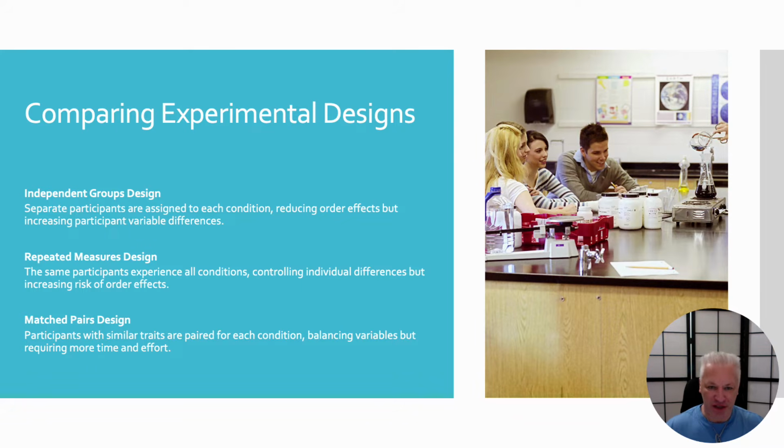Another limitation is that matching can never be exact, so some individual differences may still affect the results. So just to conclude, each experimental design has strengths and weaknesses. Independent groups avoid order effects but suffer from participant variables. Repeated measures control participant variables but risk order effects. And matched pairs reduce both issues but are time consuming and difficult to implement. The choice of design depends on the aim of the study, practical considerations, and the need to control extraneous variables.